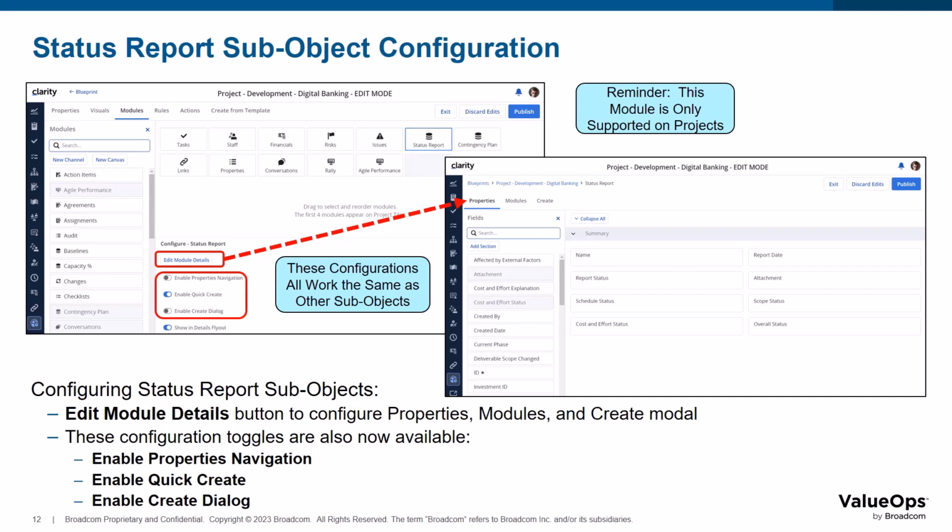We also added three new toggles for the subobject: the Enable Properties Navigation, the Enable Quick Create, and Enable Create Dialog to go along with that. And the behavior will be the same as it is for other subobjects.